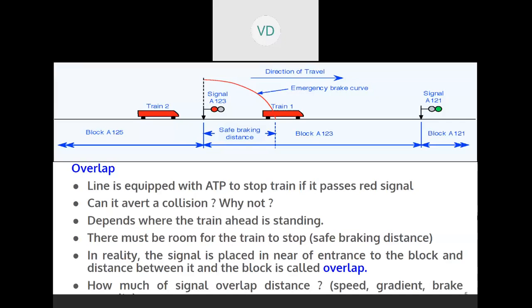So they started looking at this braking distance region as the overlap region, which is to be avoided, which is to be kept clear even if you provide a train stop mechanism. The overlap, of course, depends on the speed, gradient, distance, brake capacity of the train, and other things. Next.